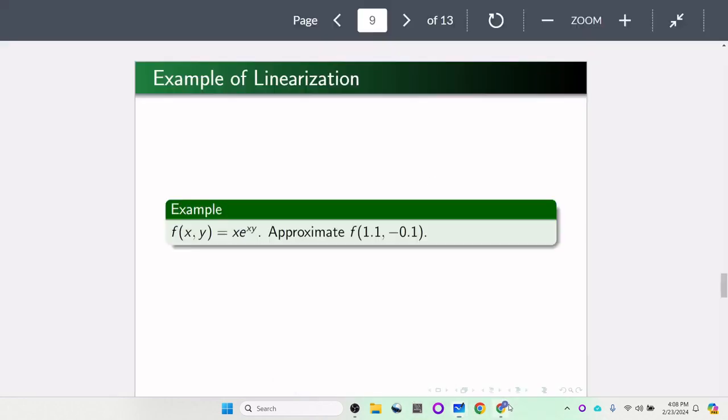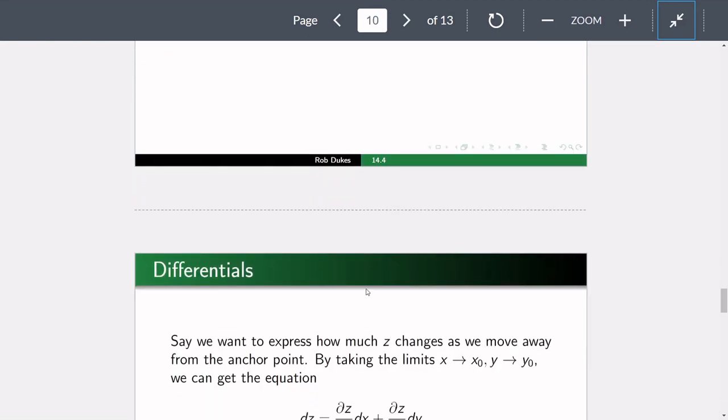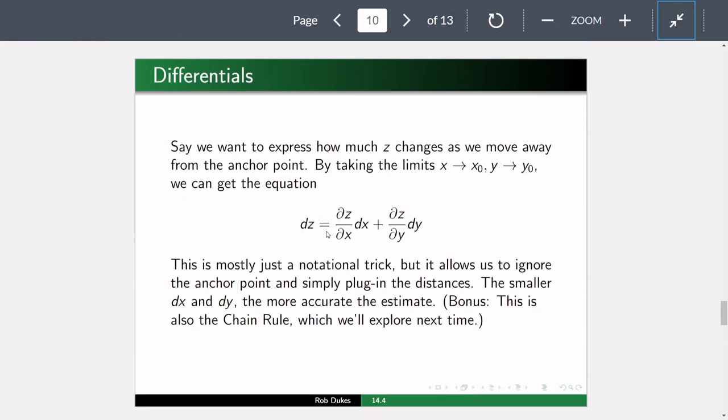Okay, so there's one other topic, and it's called differentials. And this is mostly a notational trick. It's not really that different from the tangent plane, but it's saying as we move away from the anchor point, we can lose accuracy, but we ask how far off does it change? If we let x go to x naught, when it's very small, we write dx. As y goes to y naught, when it's very small, we write dy.